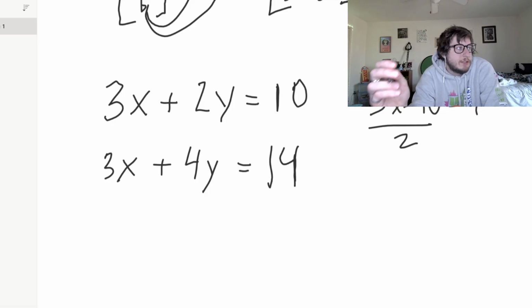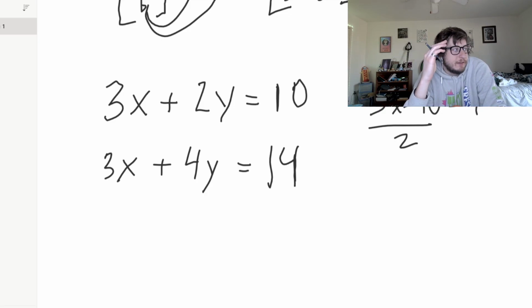Okay. That took a second to think about. But say we have these equations, right? We have two equations with two unknown variables. That's the situation. When there is the same number of equations as unknown variables, we can solve for an answer, and we'll get one answer.